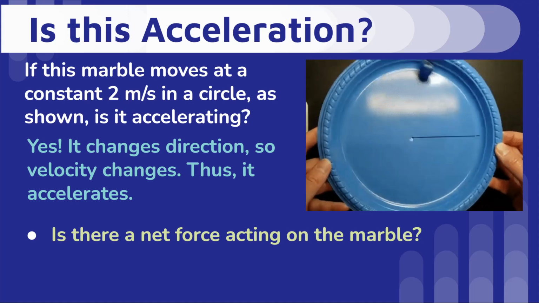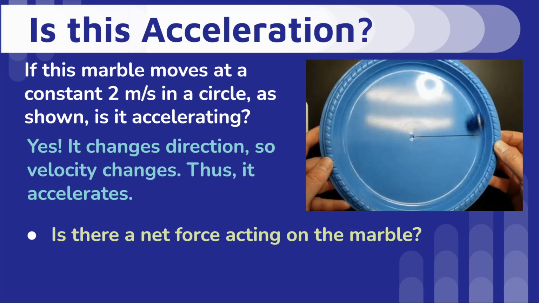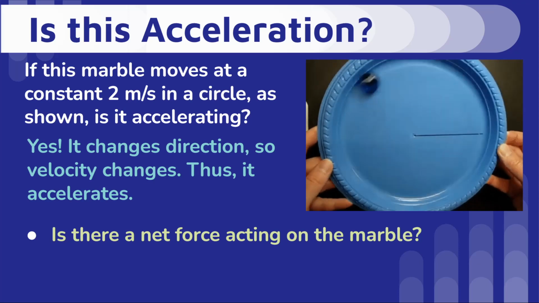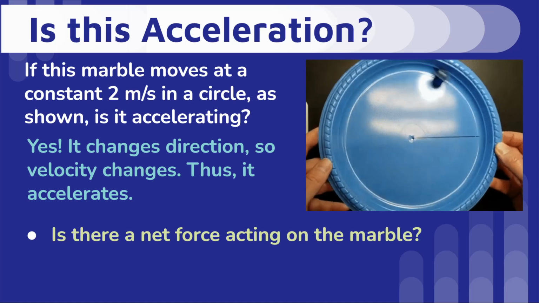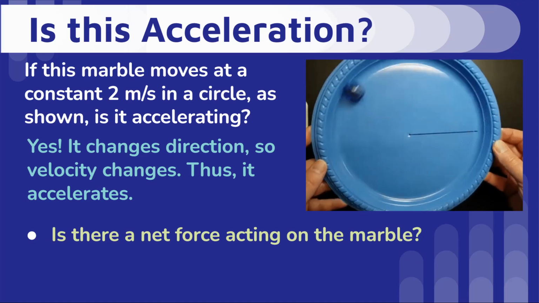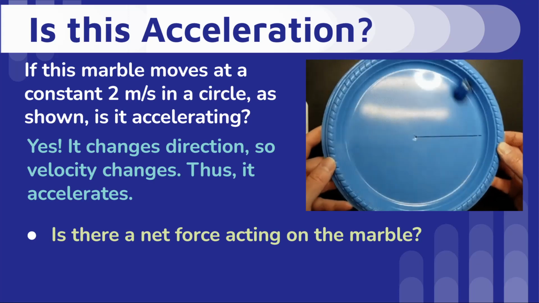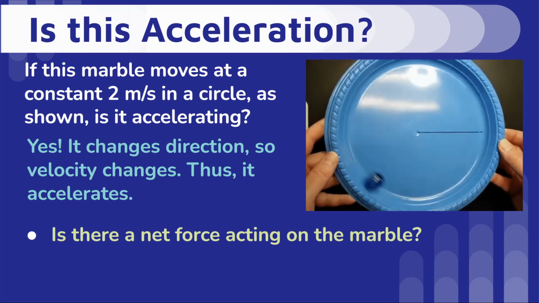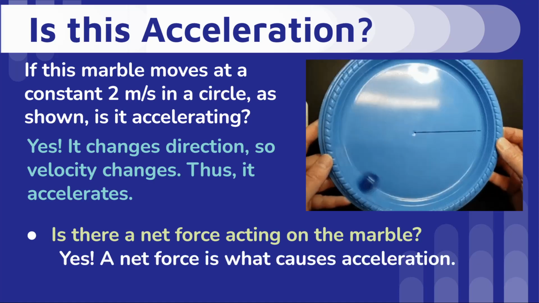Speed's scalar. It doesn't have a direction. I can have a constant speed and still have acceleration, which is what you have when you have something moving in a circle, like this marble around the plate or the Moon around the Earth. Same idea. Okay, is there a net force acting on my marble? If I have acceleration, do I need to have a net force? Yeah, that's what Newton's second law stated.